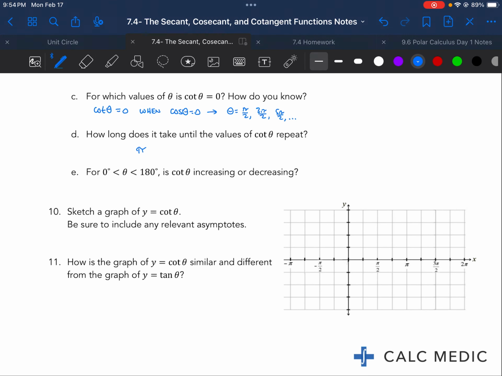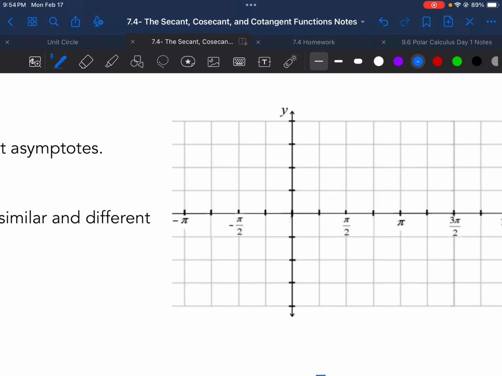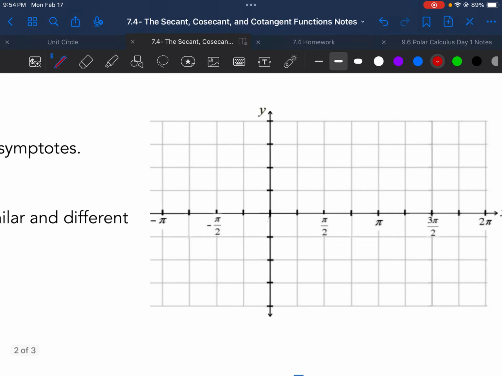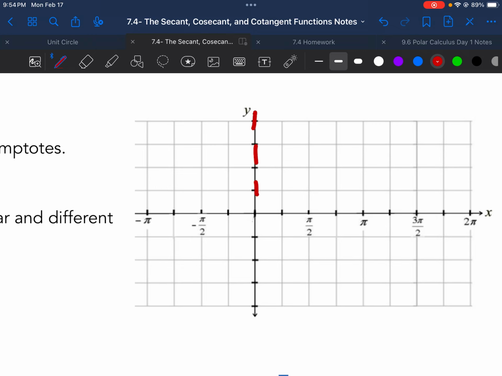So for the sketch of cotangent, I want us to think about how it's different than tangent. Tangent wants to have a midpoint at 0, 0. Cotangent doesn't want to do that. What cotangent actually wants to do is have an asymptote at 0, 0. And then every pi, we have a new asymptote. Okay? So this is for the graph of cotangent.